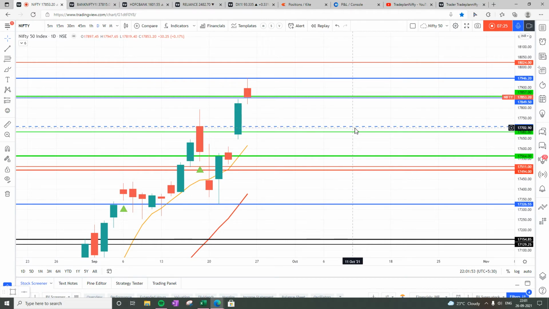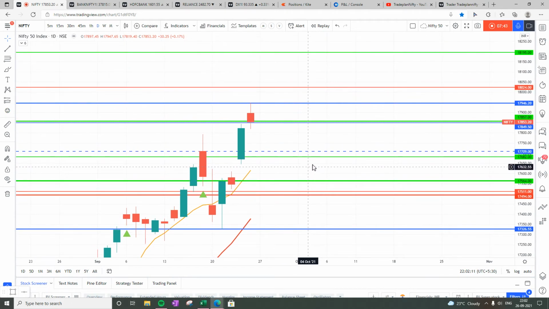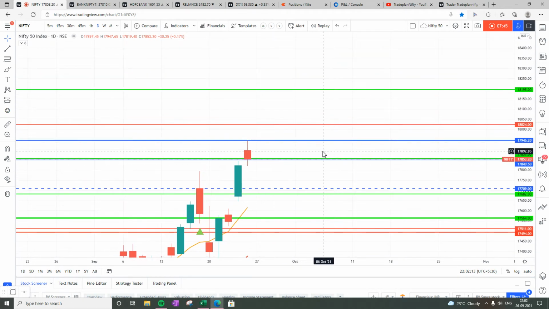17,700 is a weekly pivot as well as weekly H3, and 8 bar moving average will also come up over here. So any dip towards 17,700 could be a good buying opportunity. On the upside, 17,950 and 18,000 are the key resistance. If 18,024 is broken, then for this week Nifty will look forward to a target of 18,195.